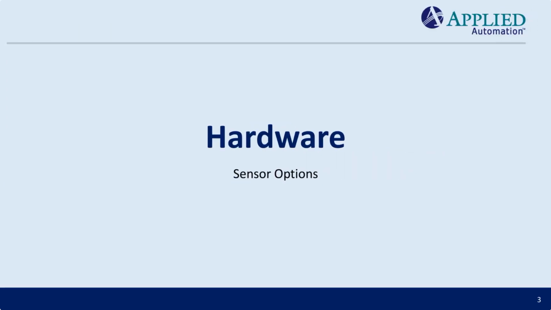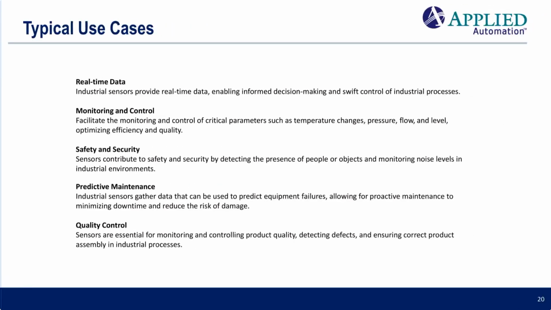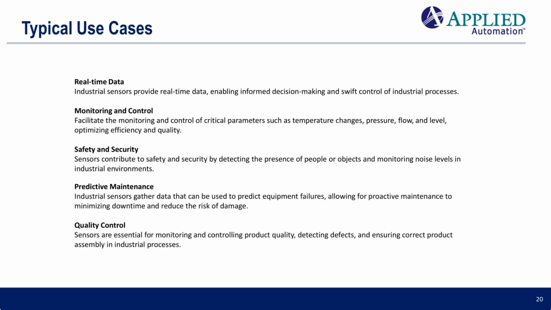So the sensor options that we currently have, these are the use cases that go along with them. So having just real-time data, so industrial sensors can help with the data they're able to collect, can help make informed decisions and offer a lot of control through processes. Monitoring is a very big one too. So just being able to monitor that data, like temperature changes, pressure, flow, and levels, and then optimizing that with efficiency and quality.